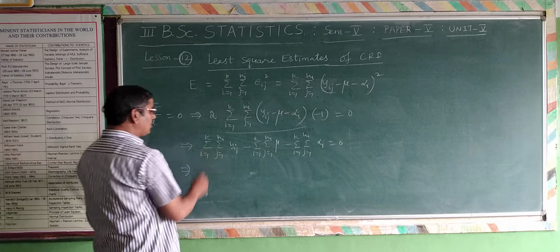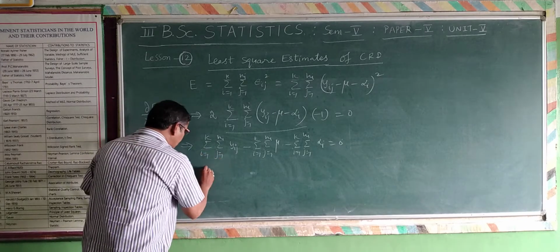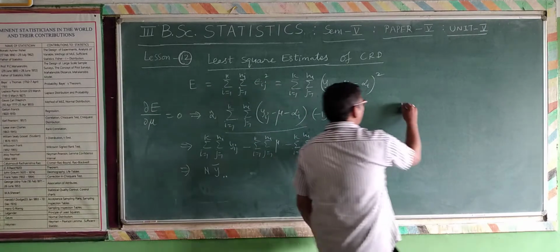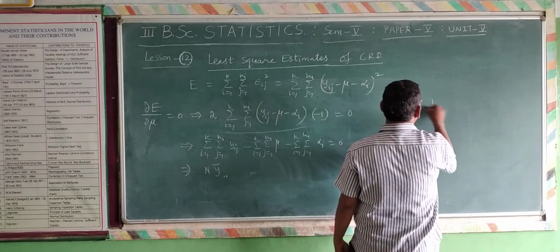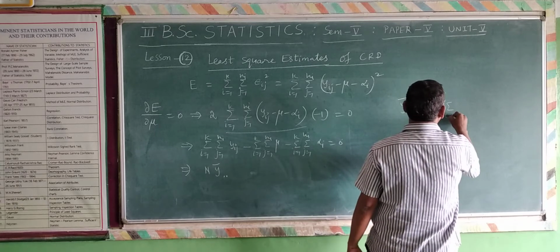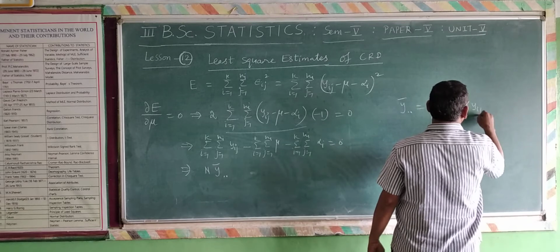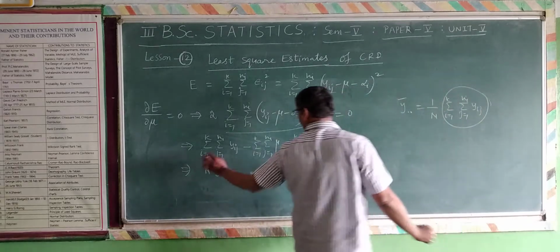And the double summation Yij is nothing but capital N into y bar dot dot, since y bar dot dot is the formula of 1 by capital N, summation i equal to 1 to k, summation j equal to 1 to ni, Yij. That is the term here.